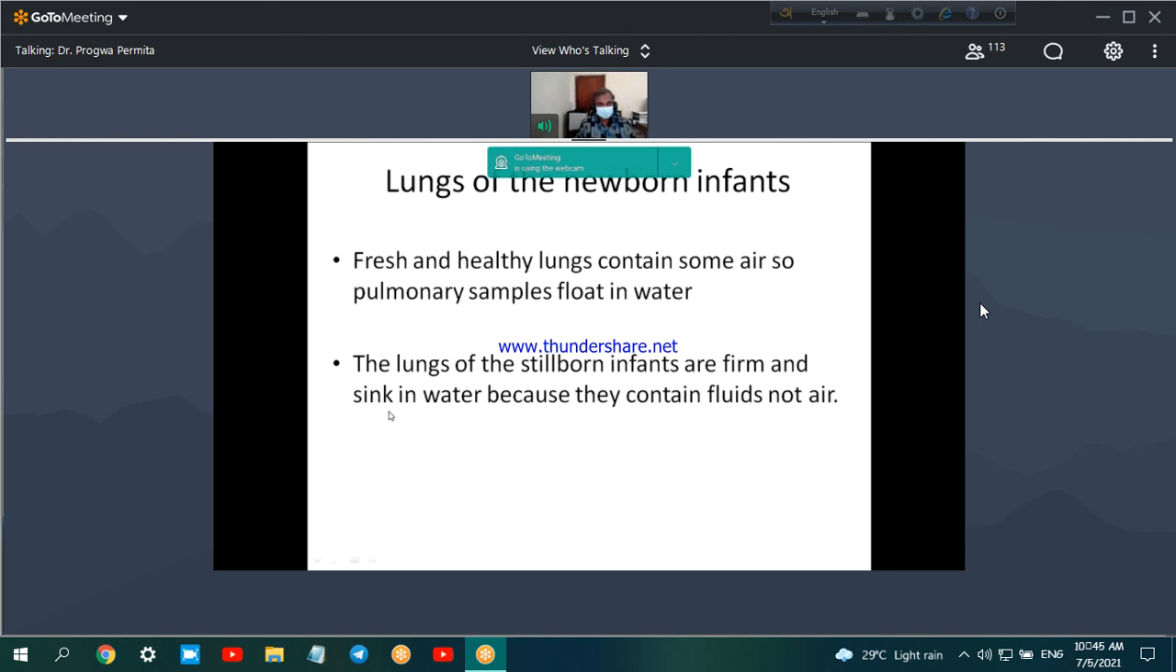But in a stillborn baby, the lungs are firm and hard, and they will sink in the water because they contain fluid, not air. So this is the differentiating point.